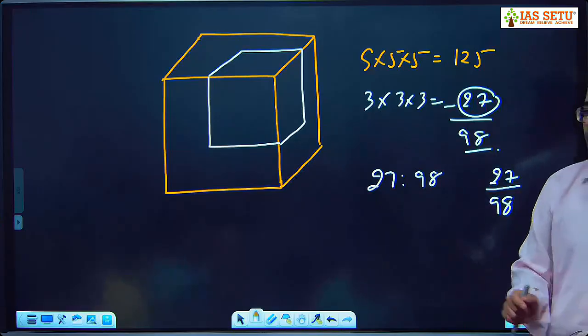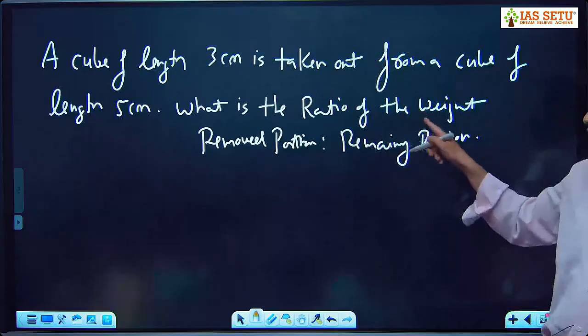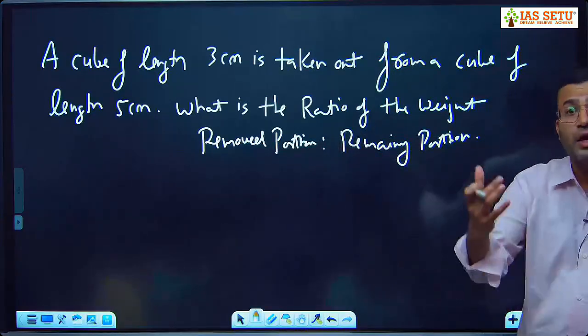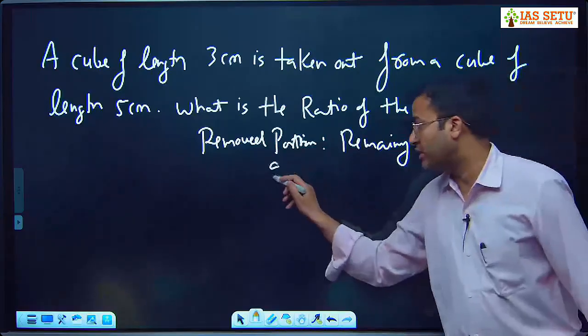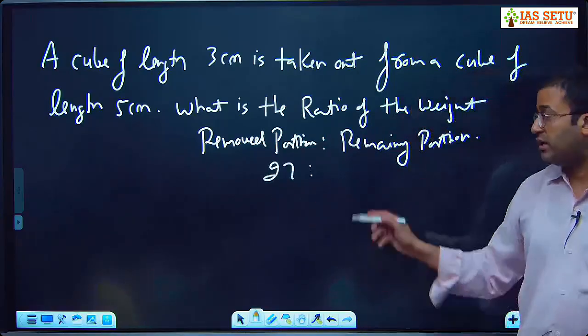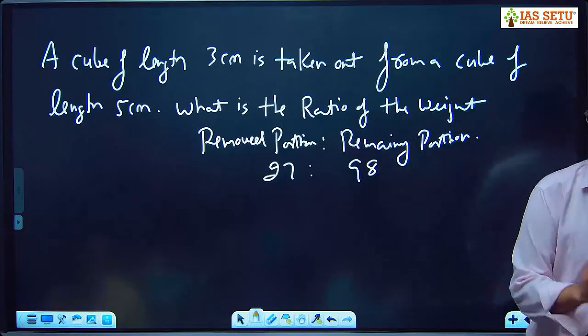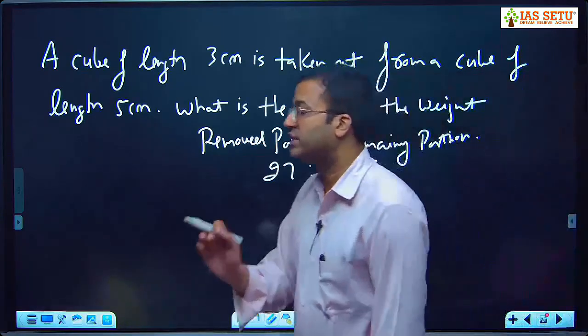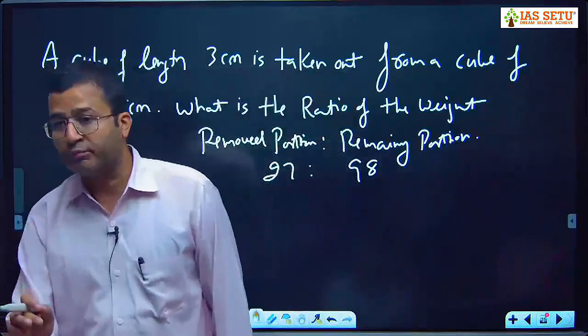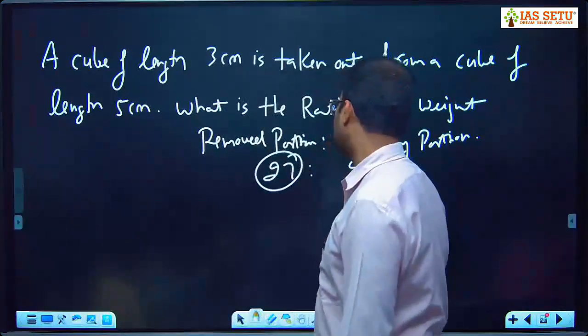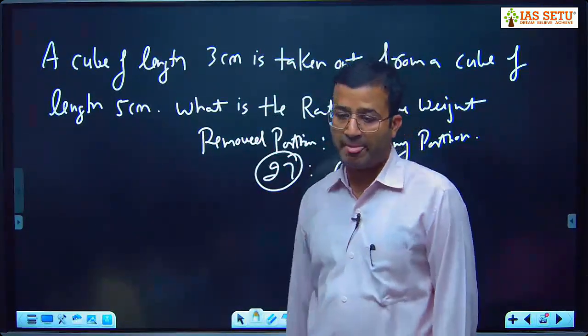क्वेश्चन को ध्यान से पढ़ना है. मैंने क्वेश्चन पूछा था व्हाट इज द रेशियो ऑफ द वेट ऑफ रिमूव्ड पोर्शन इज टू रिमेनिंग पोर्शन. रिमूव कितना किया है? 27. और बचा क्या? 98. तो you have to read question very carefully. What is asked? I have asked a question, what is the ratio of the weight of removed portion is to remaining? Removed is 27, remaining is 98. ठीक है?